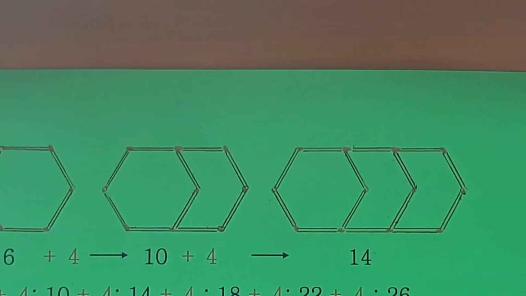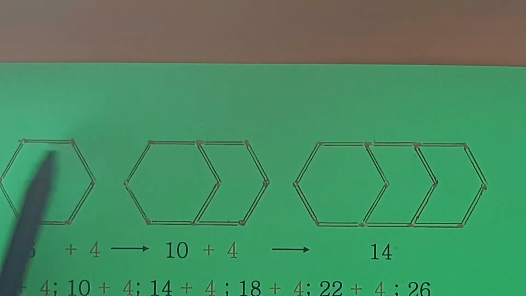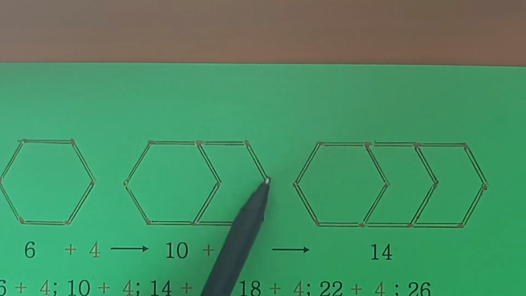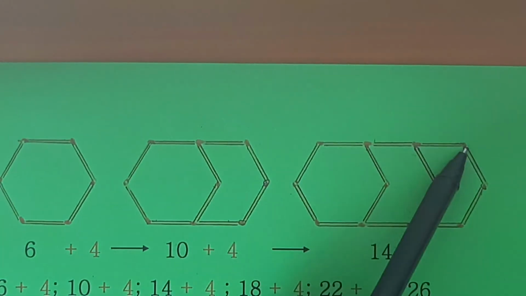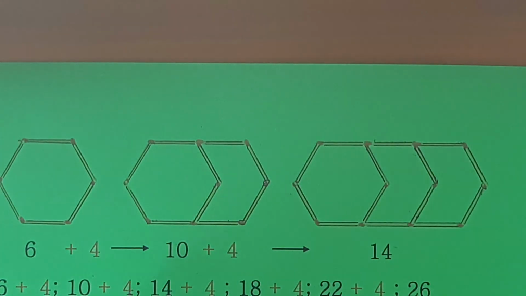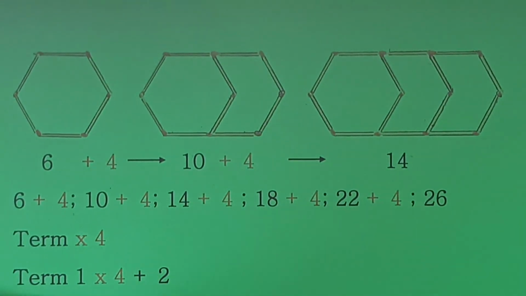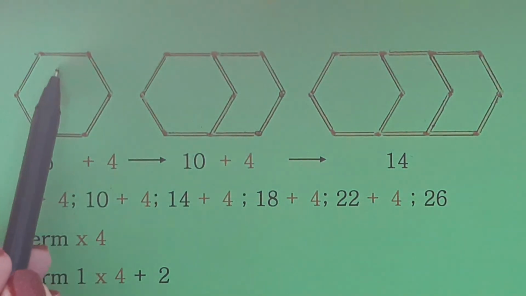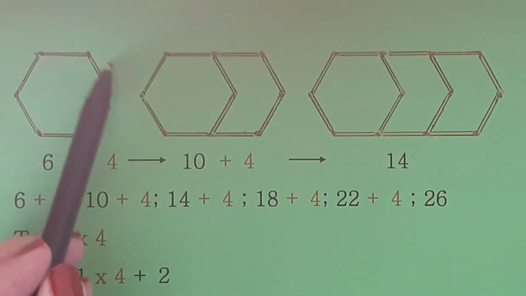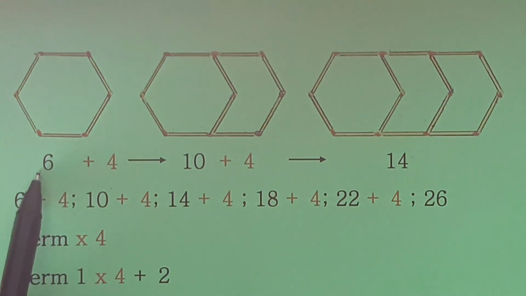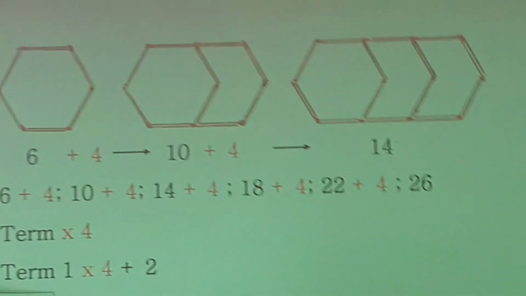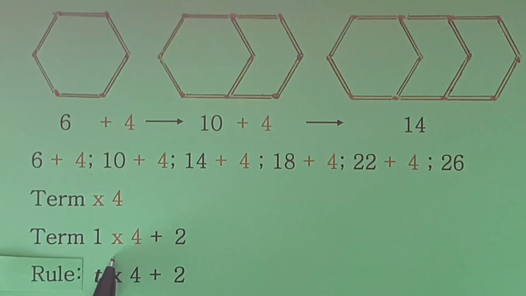If you look at the next geometric pattern, now it starts with 6 matches, but now you just add 4. 1, 2, 3, 4. Because you add 4 every time, to determine your rule, you will say the term times by 4. But look at the first one. If you say term 1 times by 4 gives you 4. How many do you still need to get 6? It will be 2. So your rule will be term times by 4 plus 2.